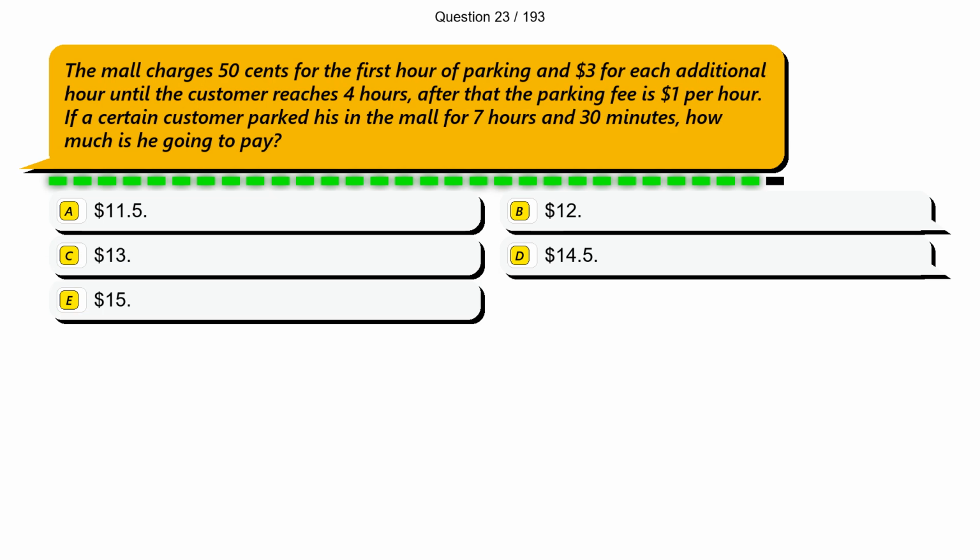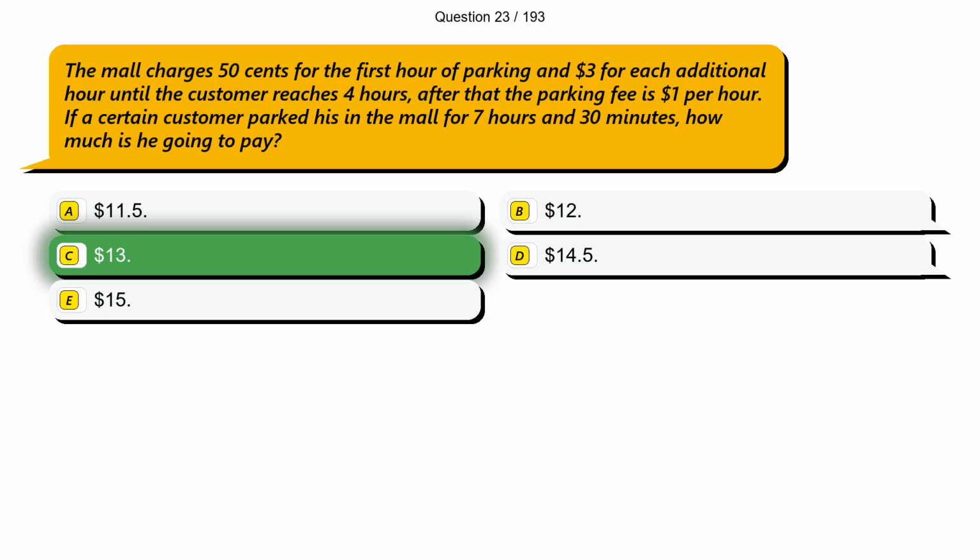Question 23. The mall charges 50 cents for the first hour of parking and $3 for each additional hour until the customer reaches 4 hours. After that the parking fee is $1 per hour. If a certain customer parked his car in the mall for 7 hours and 30 minutes, how much is he going to pay? Option A, $11.50. Option B, $12. Option C, $13. Option D, $14.50. Option E, $15.